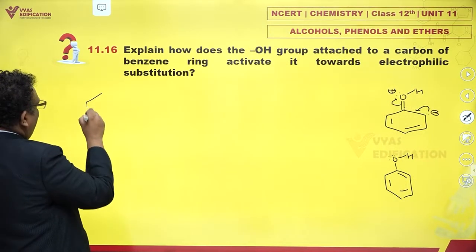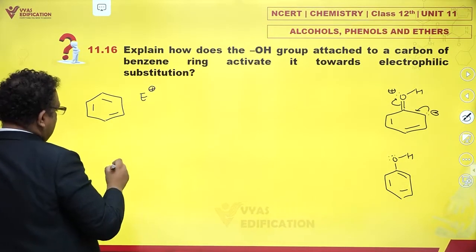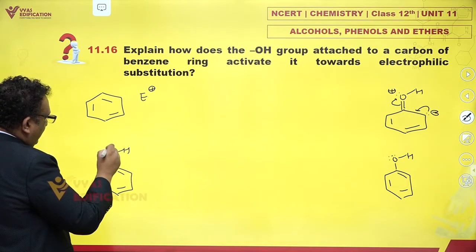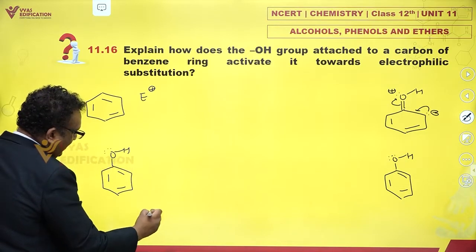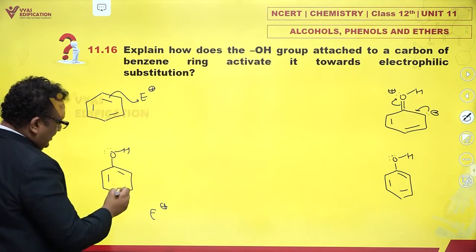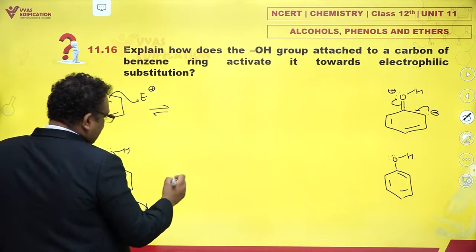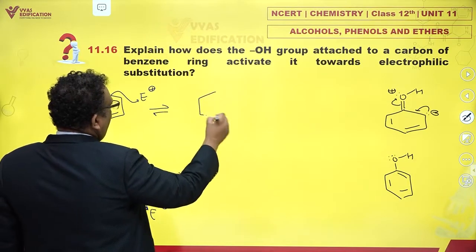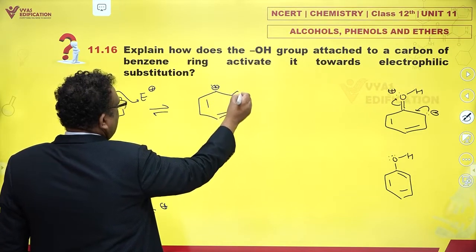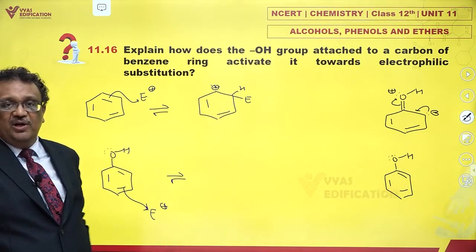I have benzene and I have an electrophile E+. I have phenol and I have an electrophile E+. In both the cases, the electron cloud gets donated. What you get is the so-called arenium ion, or Wheland intermediate. I get a plus charge. This H is already there; H is everywhere. I'm just writing it separately so that it becomes obvious here.